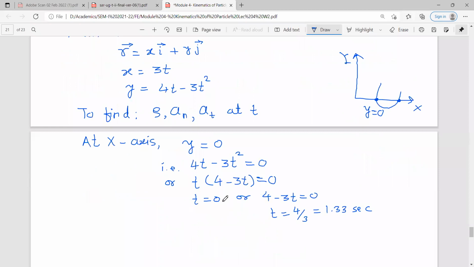Looking at the values of time, when time was 0, at that time x and y are both equal to 0, so the particle was here, and it is moving from here and again crossing the x-axis at this point. So at this particular point, the time is 1.33 second.